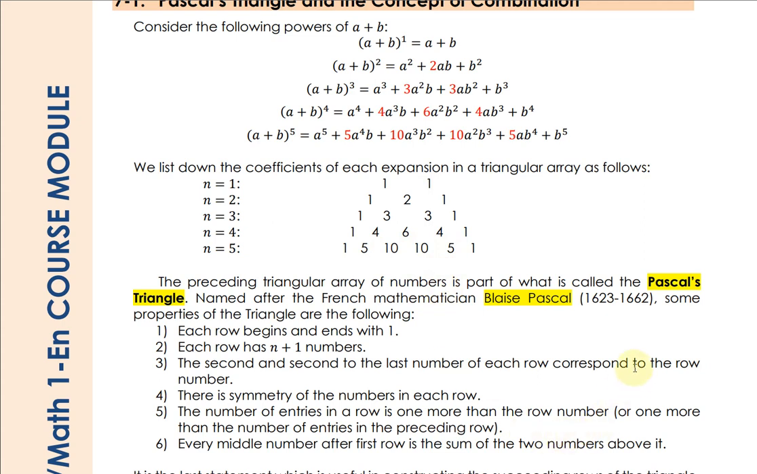The fifth property is the number of entries in a row is 1 more than the row number, or what we call 1 more than the number of entries in the preceding row.